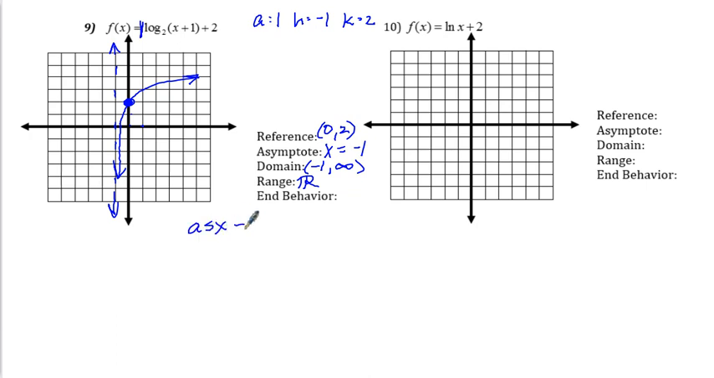On the left, x is only ever allowed to go to -1, but as it does that, y, or f of x in this case, goes to negative infinity. On the right, x is allowed to go to positive infinity, and as it does that, f of x goes to positive infinity.